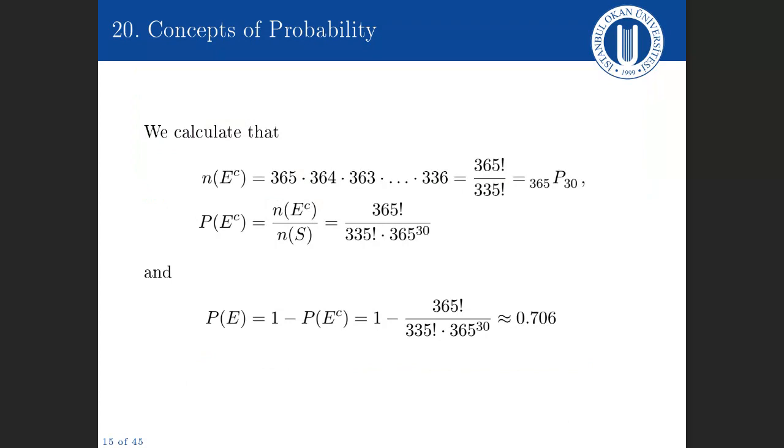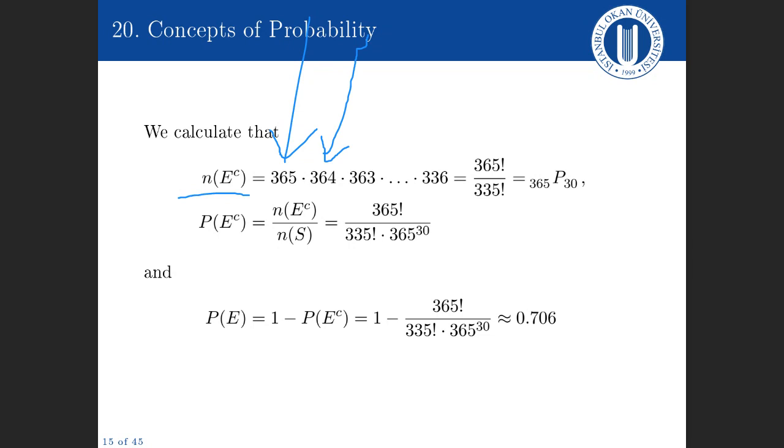So first thing to do is to calculate the number of elements in E complement. How can we have 30 students having different birthdays? Well, the first student could have any of 365 birthdays. The second student has a different birthday, so the second student could have any of 364 birthdays.